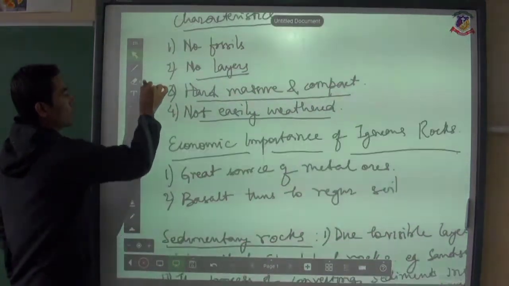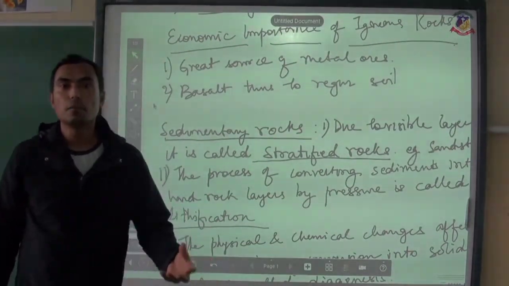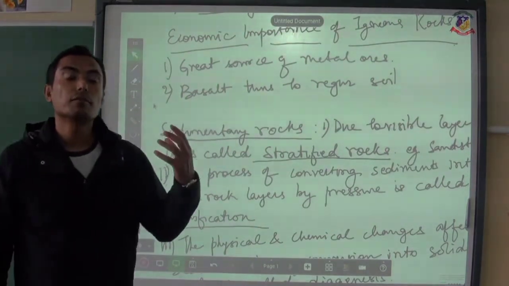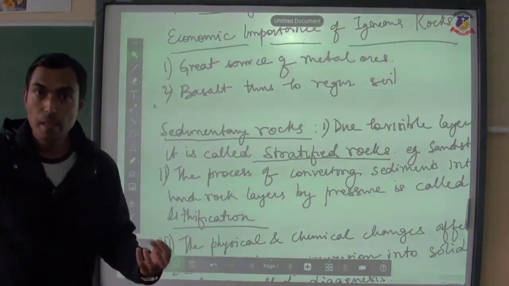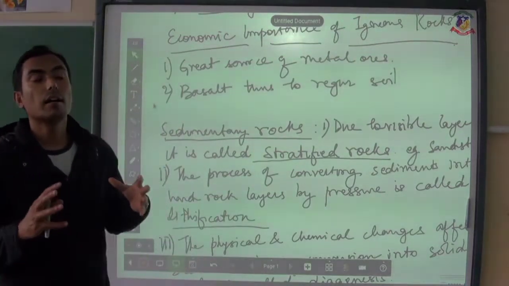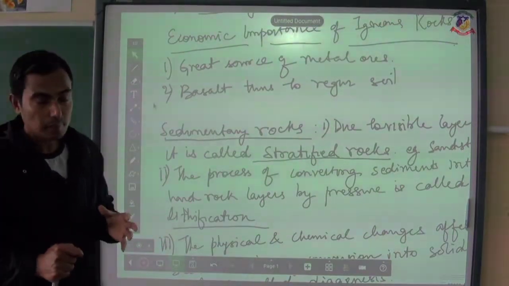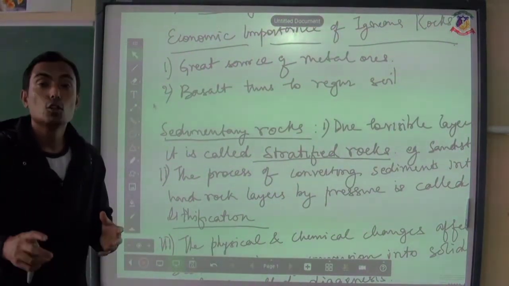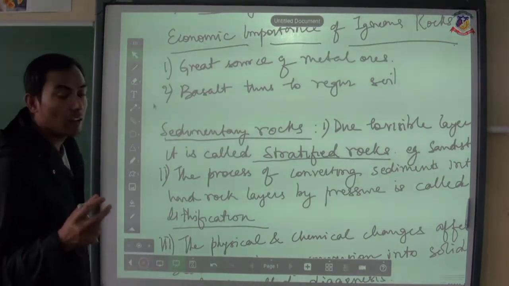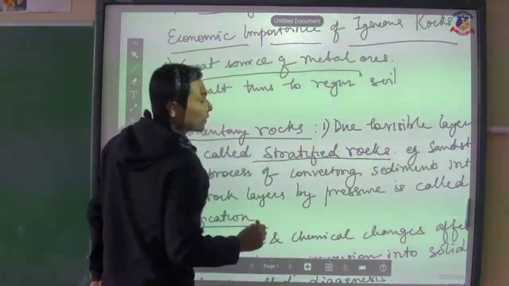Economic importance of igneous rocks. First, as this igneous rock is formed from the cooling of lava or magma, and this magma comes out from the very deep interior part of the earth. In the previous class I told you that as we go deeper, we have metals of higher densities like nickel, ferrous, magnesium. So because at the interior the metals are of higher density, it results in a greater source of metal ores.